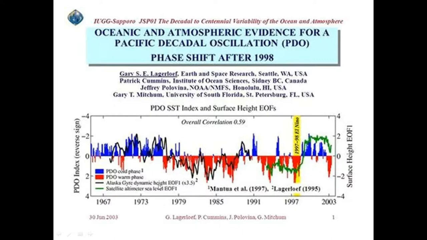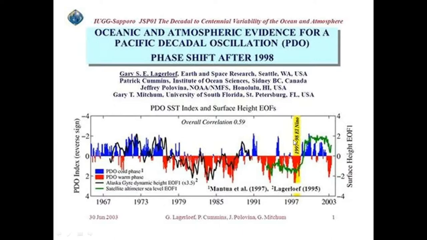Now, dynamic height refers to the Alaska gyre, the counterclockwise gyre in the Gulf of Alaska. It's an oceanic gyre, and the dynamic height is a reference to sea surface heights. Okay. And then the green is the satellite altimeter sea level. So below normal, above normal, is basically what they're saying.